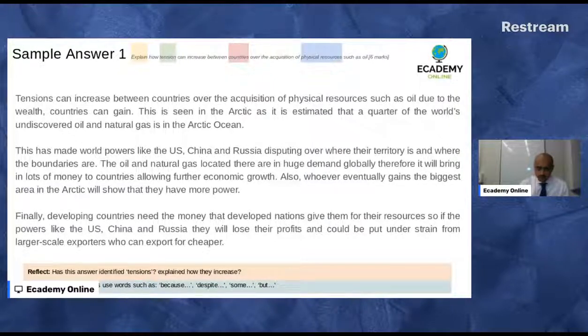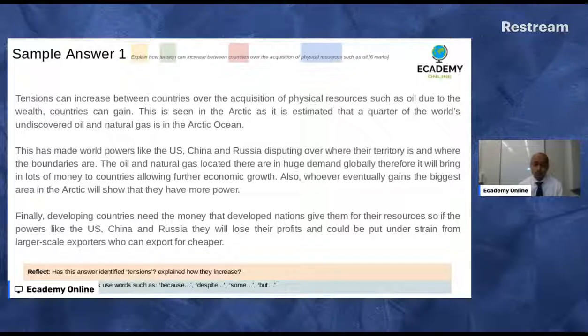It lost the opportunity to identify which countries are in tension with each other. So it talks about this can be seen in the Arctic, as it is estimated that a quarter of the world's undiscovered oil and natural gas is in the Arctic Ocean. But it's not telling me which countries, right? Even in the first sentence, it's not mentioned, is it Russia? Is it China? Is it the US? Is it Canada? Is it Denmark? Who is it that's having a conflict with each other?